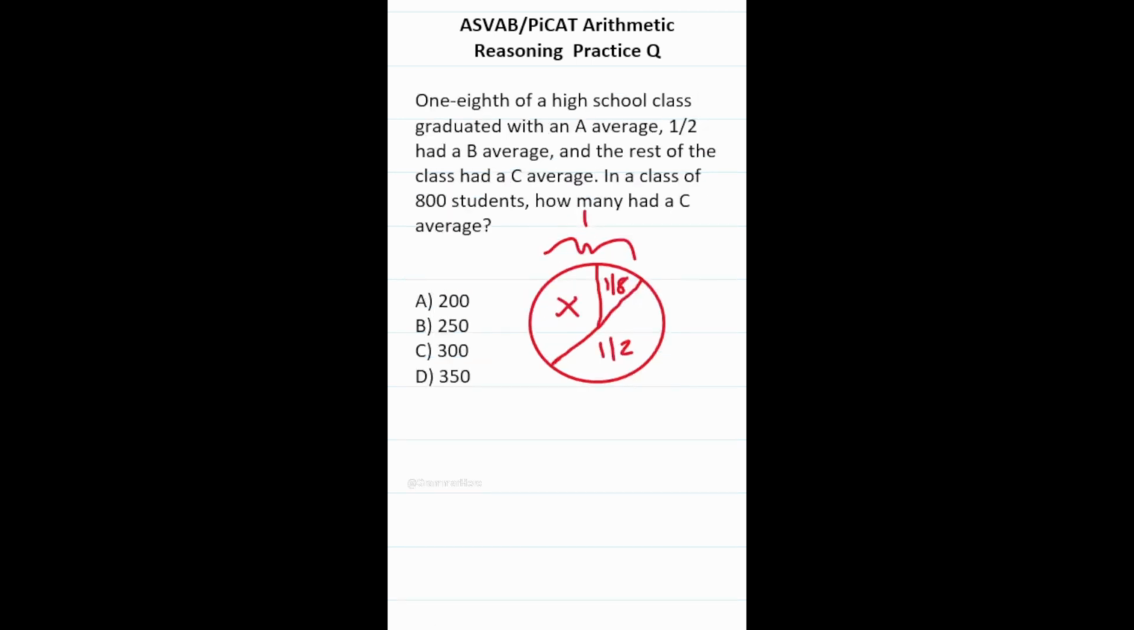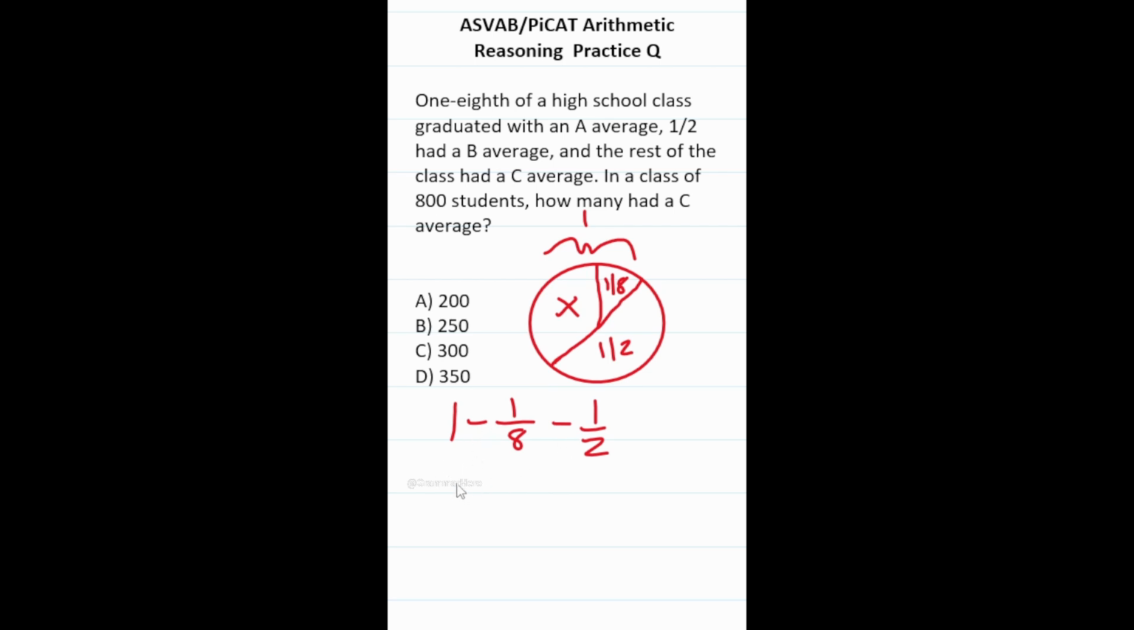For this ASVAB PiCAT Arithmetic Reasoning practice test question, we're trying to figure out how many students graduated with a C average if 1/8 of the students graduated with an A average and 1/2 of the students graduated with a B average. You can think about this as a pie chart if it's more helpful, but to find the fraction of students that graduated with the C average, we're going to do 1 minus 1/8 minus 1/2.